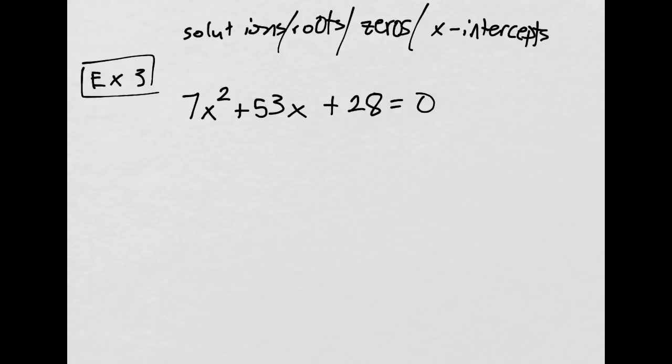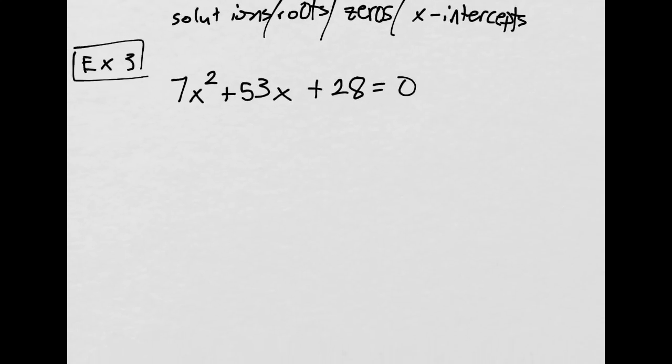Okay, so here we're supposed to find the solutions or the roots or the zeros or the x-intercepts. Those all mean the same thing. And we're going to do this by factoring. So if you needed more practice factoring, here you go. This is more practice. This is how you do it. I'll explain everything all over again, plus a little bit more because of this equals 0.